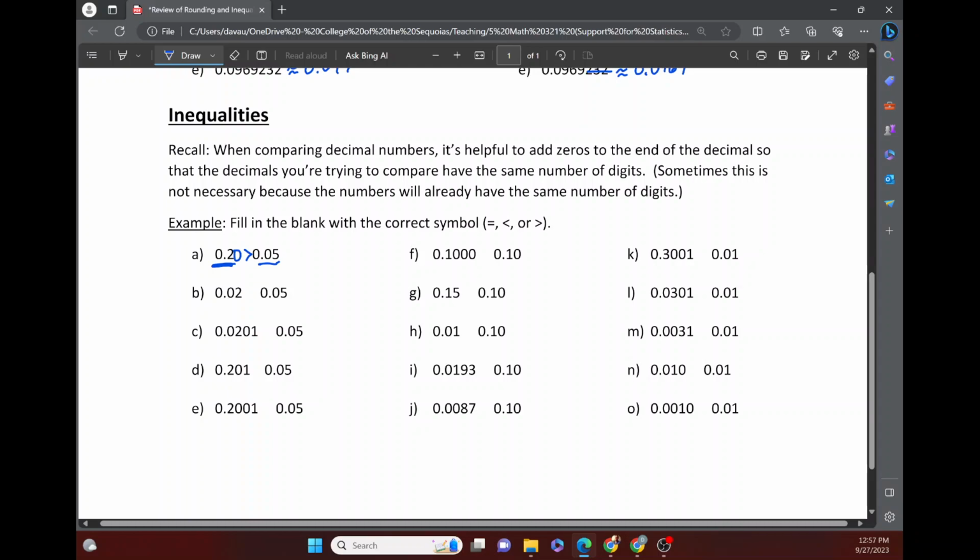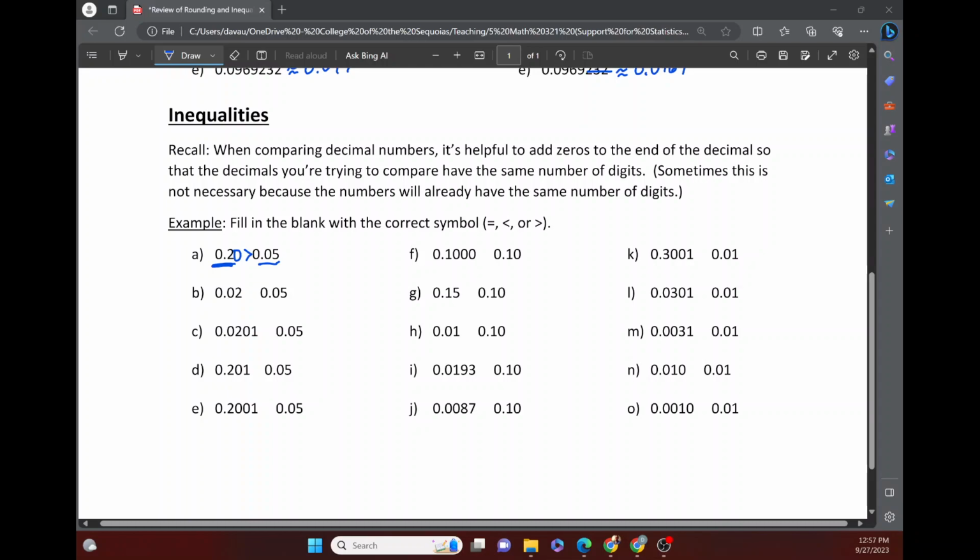Another thing that trips students up is the way that these symbols look. And the last time we reviewed this, I tried to make it really clear that actually the symbols shouldn't be confusing. They look exactly like what they mean. The bigger part of the symbol is opening up towards the 20 because the 20 is the bigger number. And the smaller part of the symbol is pointing towards 5 because 5 is the smaller number. So that should be pretty straightforward, actually.